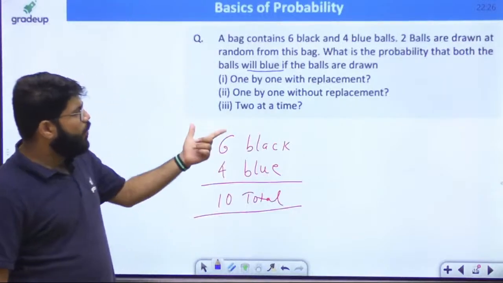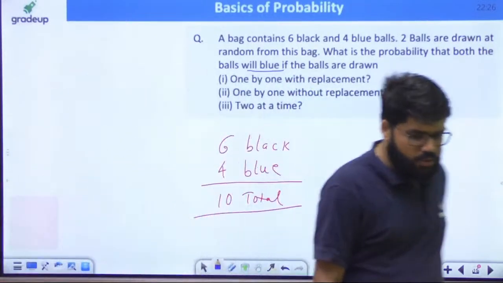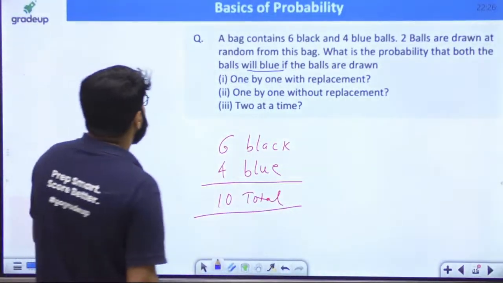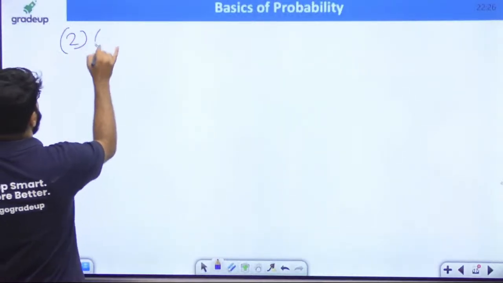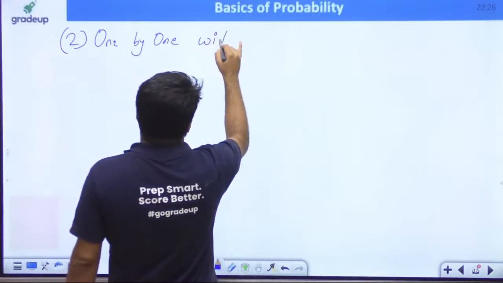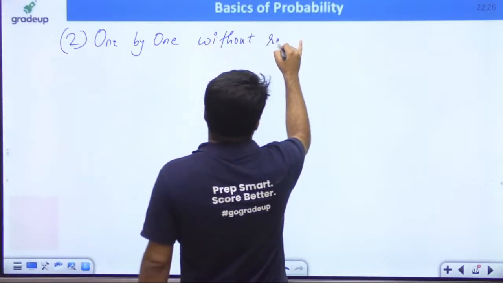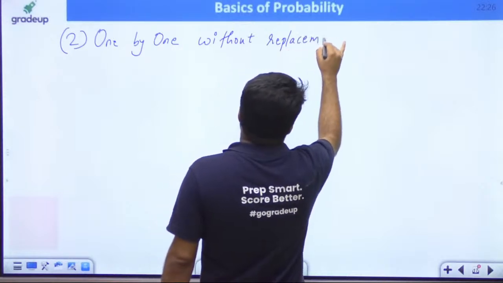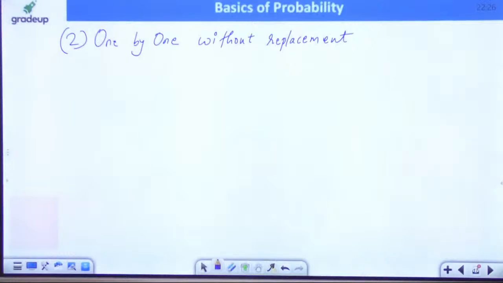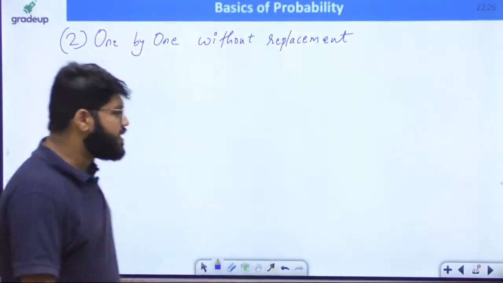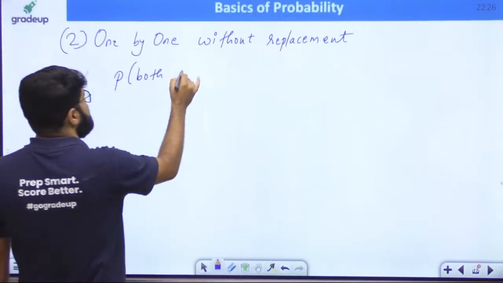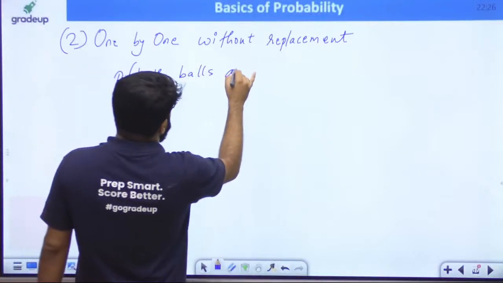Next one, 1 by 1 without replacement. How to achieve the 1 by 1 without replacement? Second case, guys. Let us do it case by case. It is the 1 by 1 without replacement now. So what is the question? We want the probability that both the balls are blue. Same question.